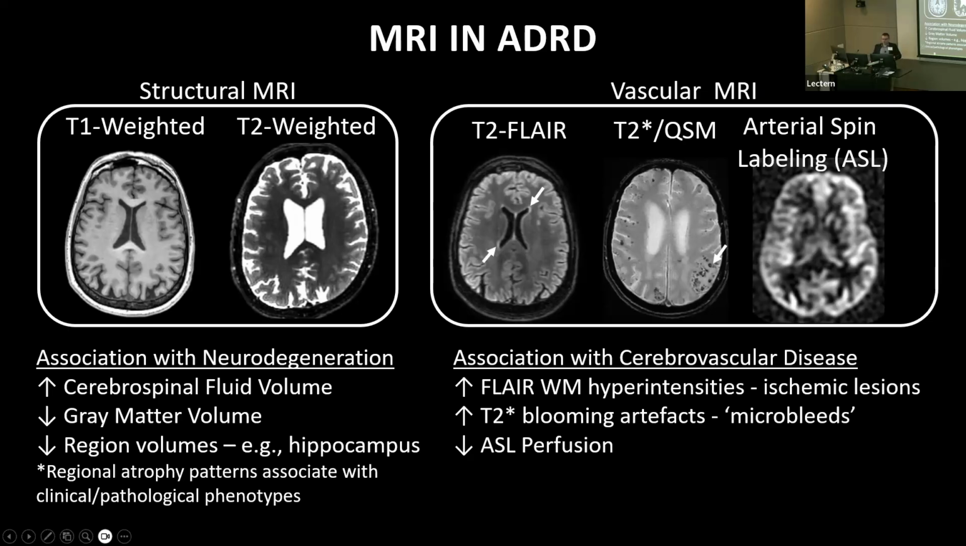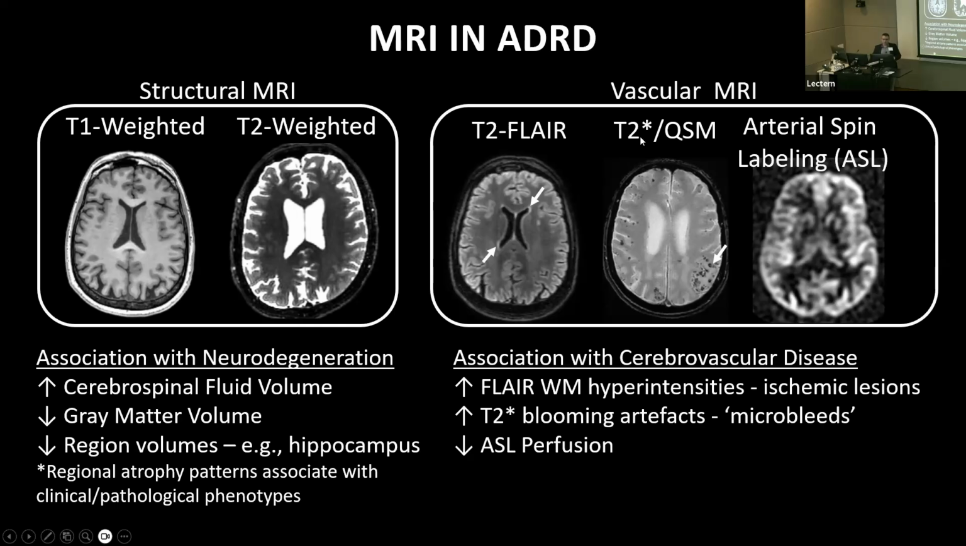And on the right, this is a small arsenal of tools that we have for vascular imaging. The main staples in our field are T2 FLAIR imaging, where we see things like white matter hyperintensities and ischemic lesions in the brain. FLAIR imaging is also becoming really important because it's how we monitor for amyloid-related imaging abnormalities, ARIA, in anti-amyloid treatment. If you've heard of brain swelling or edema associated with those treatments, this is the modality we use to measure those things.